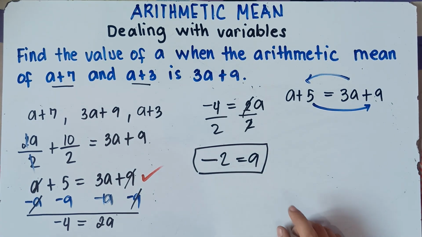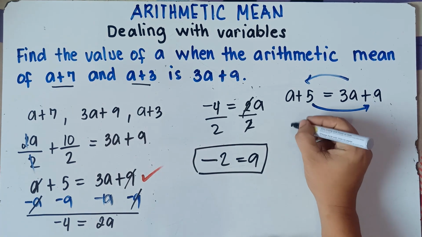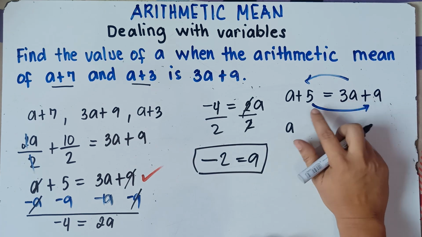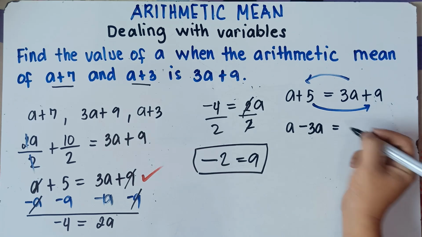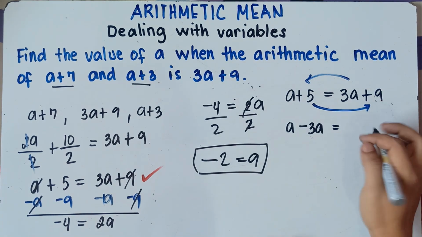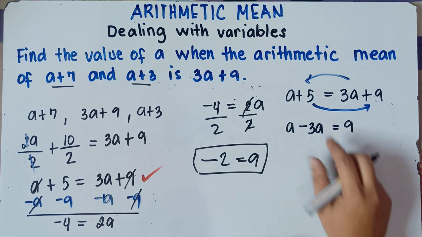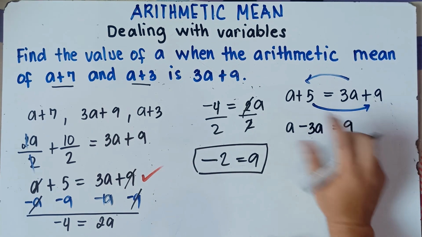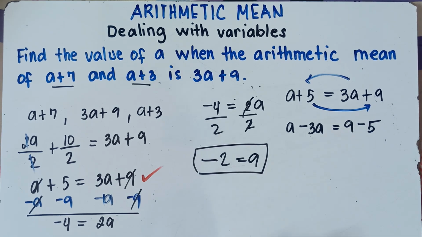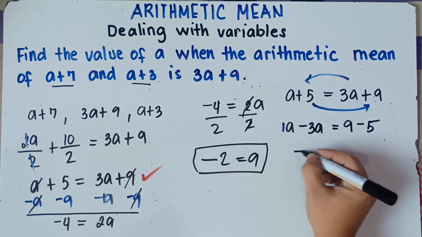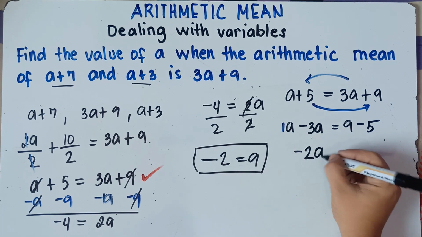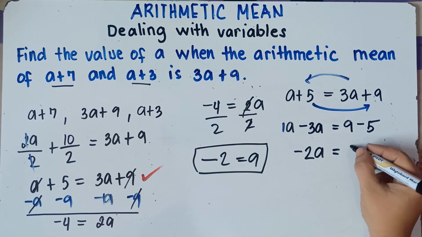change the sign, class. So copy A, and then we transpose 3A from right to left. This is positive 3A. It will be negative 3A equals, and then copy 9, positive 9. We transpose 5 from left to right. This is positive 5. It will be negative 5. And then A minus 3A. Once again, there's 1 here. 1 minus 3, that's negative 2. Simply copy A equals 9 minus 5, that's 4.